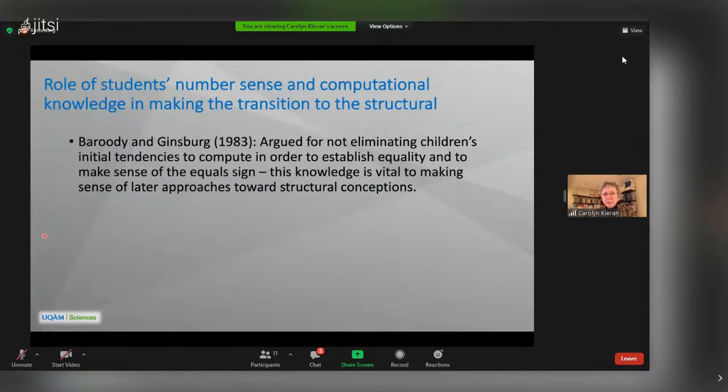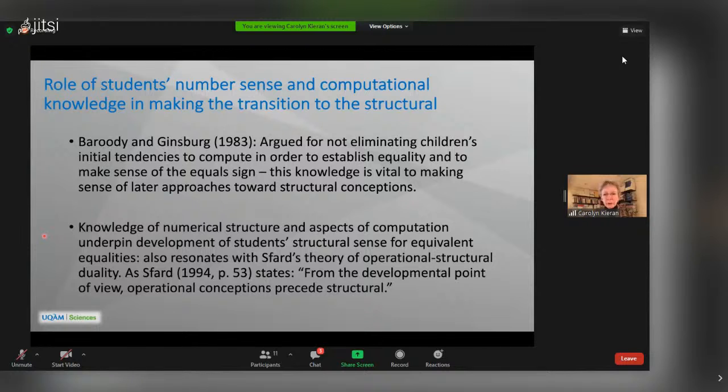Baroudi and Ginsberg have argued for not eliminating children's initial tendencies to compute in order to establish equality and to make sense of the equal sign, stating that this knowledge is vital to making sense of later approaches towards structural conceptions. Knowledge of numerical structure and aspects of computation underpin the development of students' structural sense for equivalent equalities. And this resonates too with Sfard's theory of operational-structural duality, where she has stated, from the developmental point of view, operational conceptions precede structural.